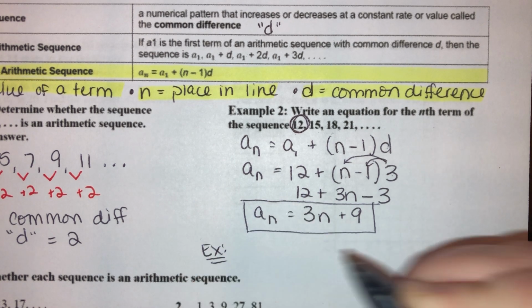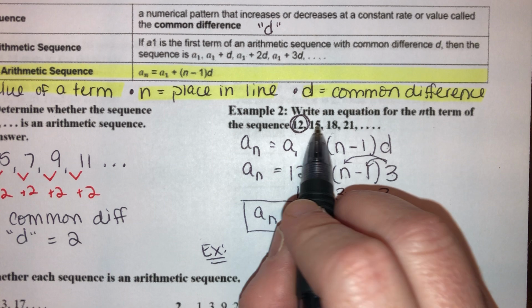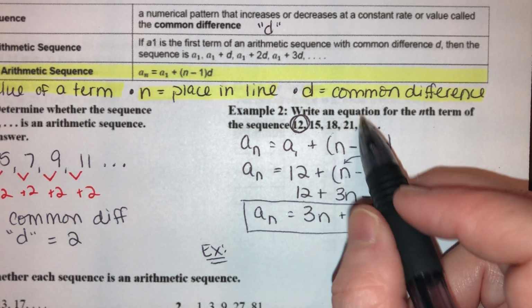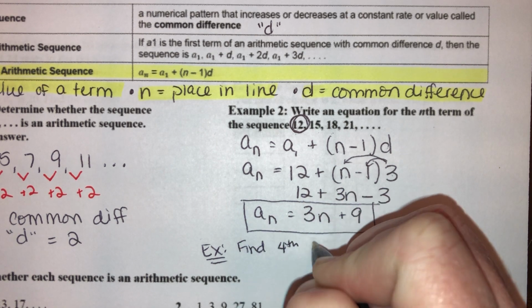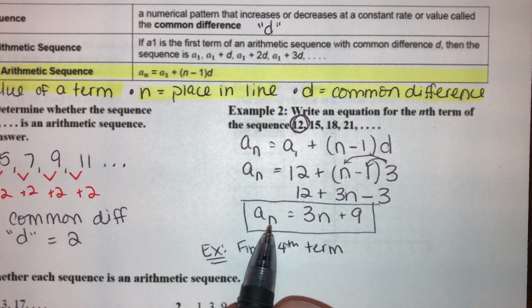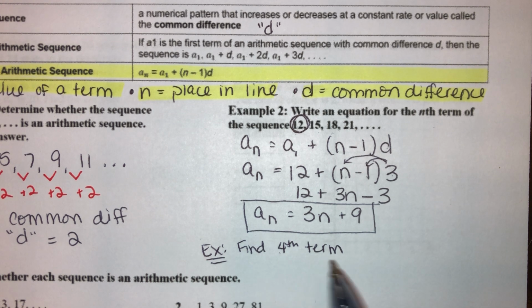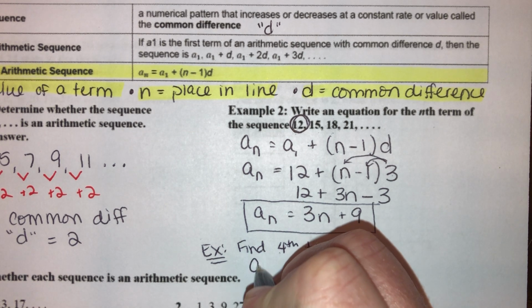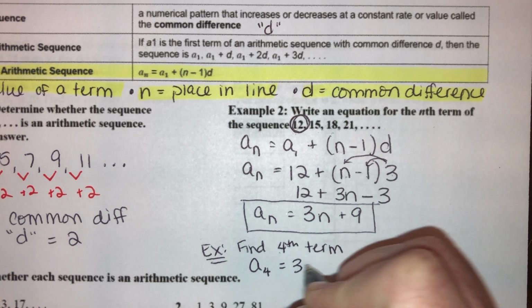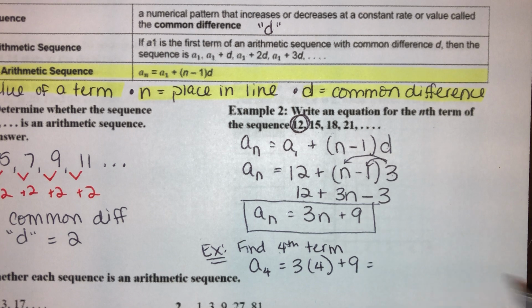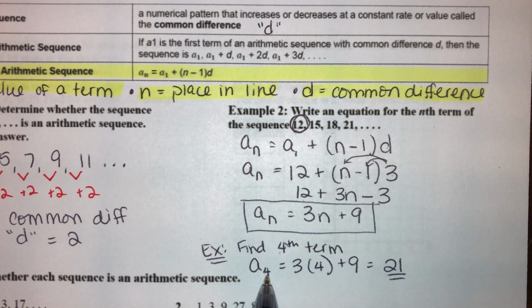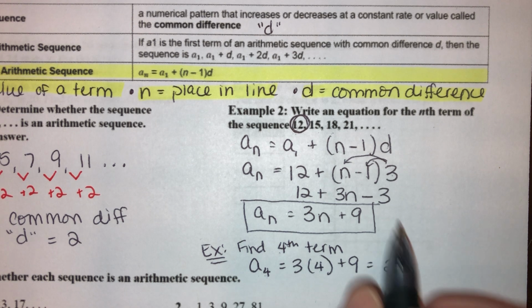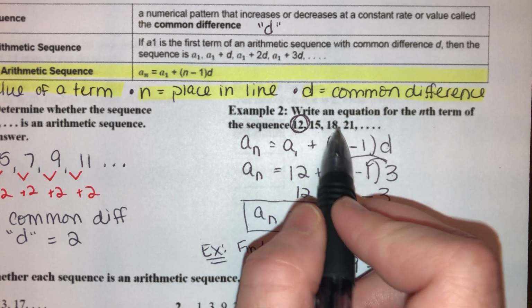Okay, so if we wanted to try it out, it gives us the first 4 terms. So let's say, just because we know what it is, we want to find the 4th term in a sequence. Wherever we see an n, we're going to put a 4, because 4 is the number of its place in line, right? To find the 4th term, a sub 4 equals 3 times 4 plus 9. 3 times 4 is 12. 12 plus 9 is 21. So the 4th term in the sequence, a sub 4, is 21. And we know that's correct because it gives us the 4th term up here.